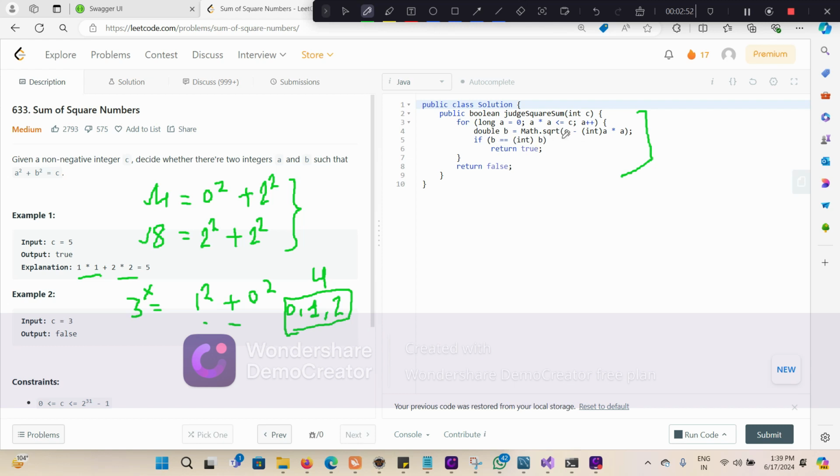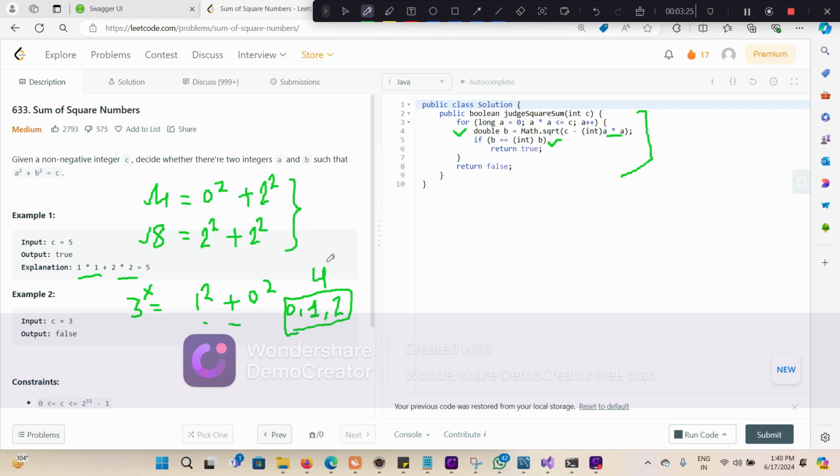Then I am using math.sqrt, which gives the square root of any number. We deduct a into a from c, and that remaining number we have to check whether it is a perfect square or not. See here on line number 5, b is a double data type. If b is a perfect square, then if we remove its fraction part, it should still be equal to the original value.